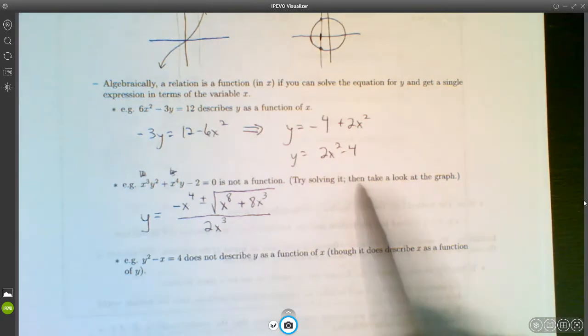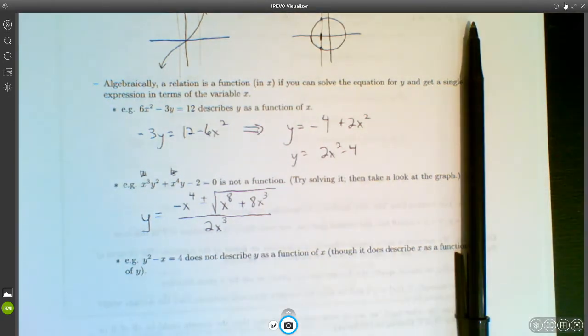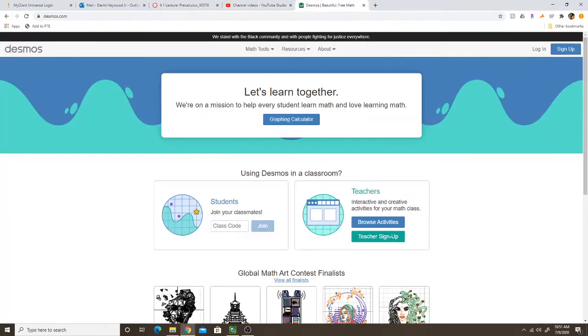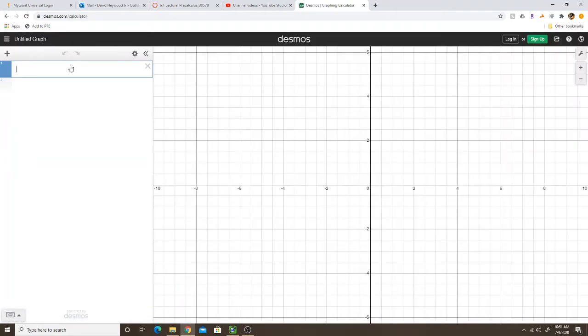I'm suggesting here that we take a look at the graph. So let's do that. Let's see what this thing looks like. It's pretty nasty, I'm sure. Let's see. So we have x cubed y squared plus x to the fourth y minus 2 equals 0.